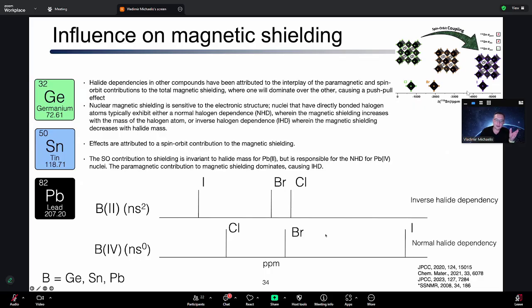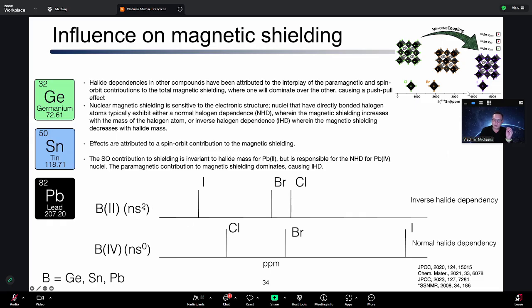Okay, so what we learned looking at a body of these data, looking at 2+ and 4+ systems, is you actually have this inverse normal halide dependency. So what happens is if you have the perovskite 2+ system, an ns2, you always see, whether it's germanium, tin, or lead, this inverse halide dependency. So the iodine is actually found at the highest chemical shift. The least electronegative is found up at high frequency here.